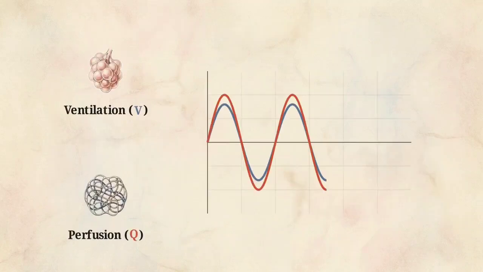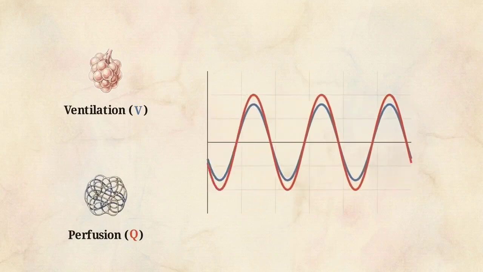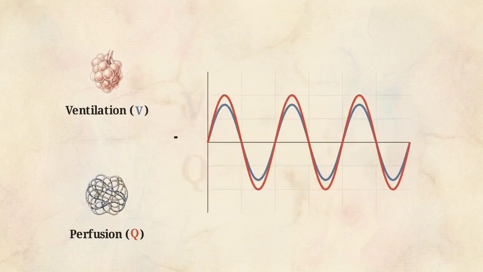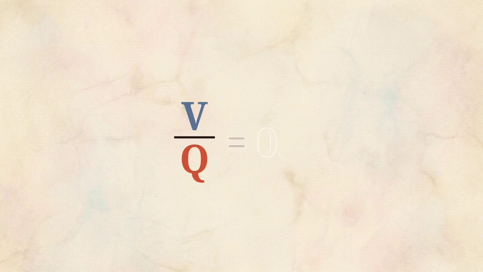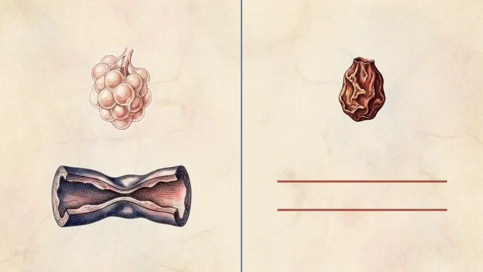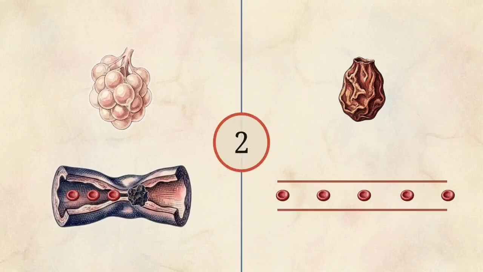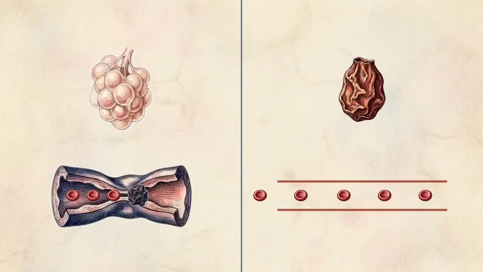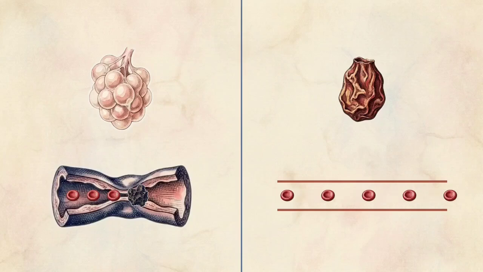Gas exchange requires the amount of air hitting the alveoli to match the blood flow past it. In a healthy lung, this ventilation-perfusion ratio, or VQ ratio, sits at approximately 0.8. This split screen shows the two extremes of VQ mismatch. On the left side, the alveolus is inflated, but the capillary is blocked. On the right side, the blood flow is normal, but the alveolus is collapsed. Using what we've discussed, identify which side represents a shunt and which represents dead space.